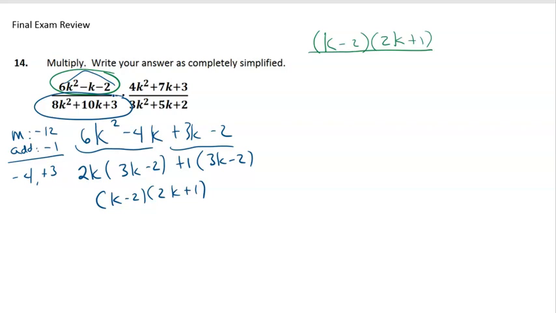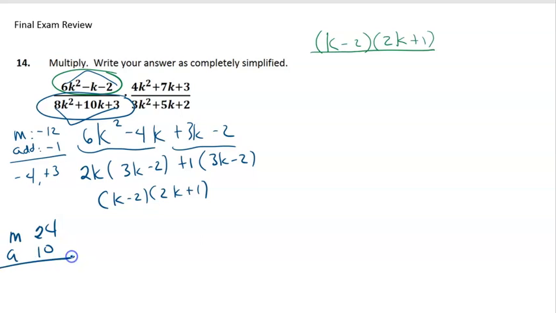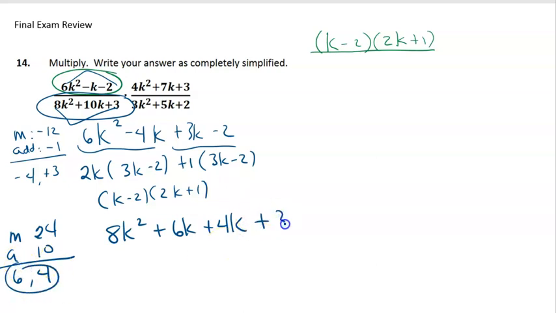So here we go. I'm trying to find numbers that multiply to be 24 and add to be 10. What numbers do that? Multiply to be 24 and add to be 10. Don't take too long, 6 and 4, right? Okay. Now then I just factor it as k plus 6, k plus 4. No, goodness, no. We still got to do all this. 8k squared plus 6k plus 4k. That's why I did this, to do my numbers that I'm going to replace for the 10k plus 3.